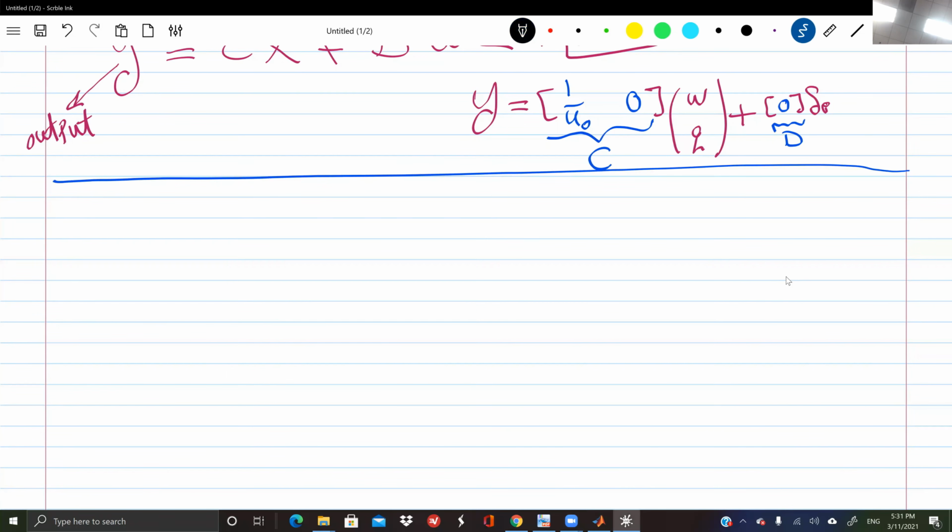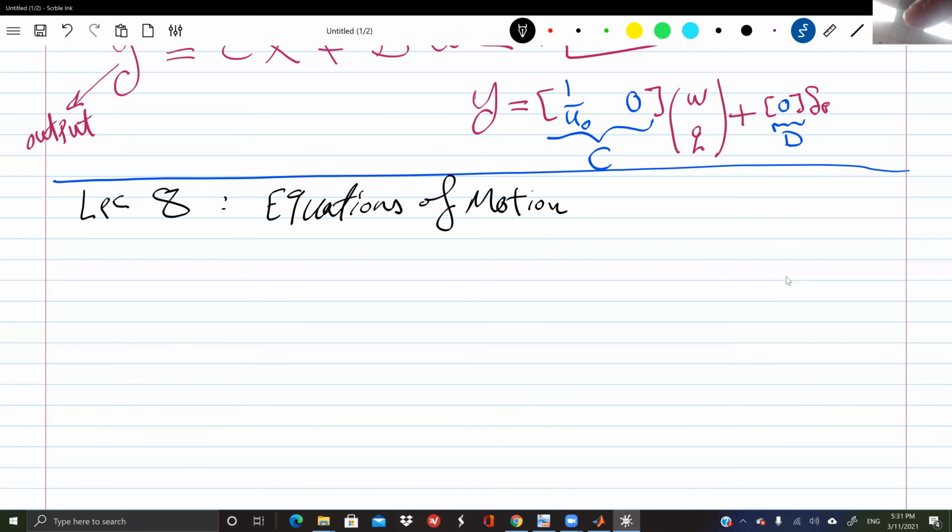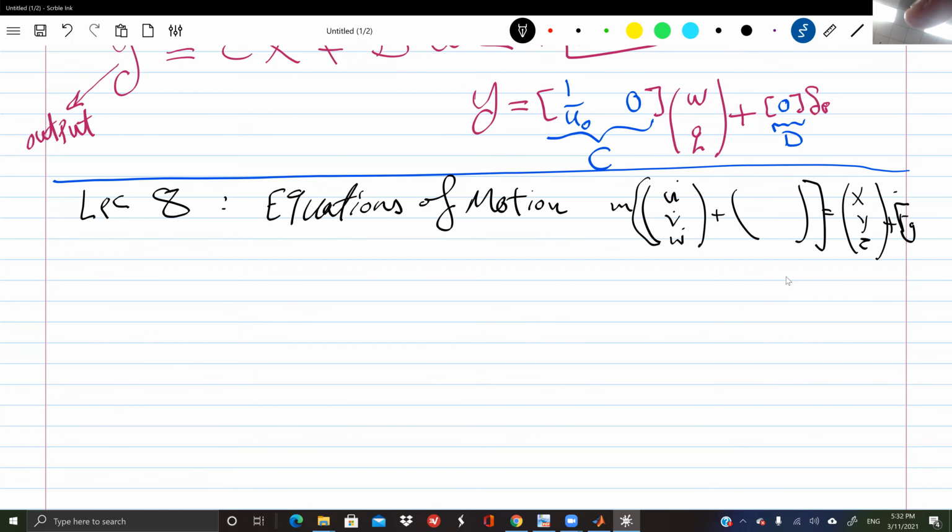So as you guys know, part 1 is not there. So I'm going to start with lecture 8. Lecture 8 was really the equations of motion, right? So mass times acceleration plus the other part equal forces, X, Y, Z, and F gravity. And we had this issue of F gravity, so this is why we had lecture 9 about Euler angles.